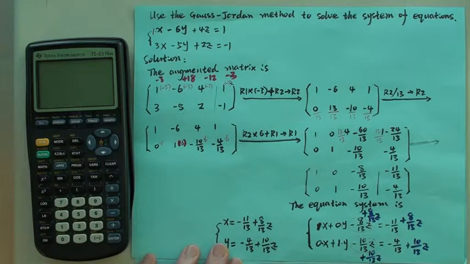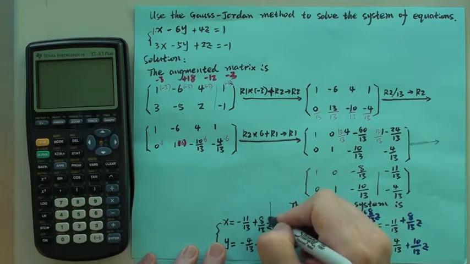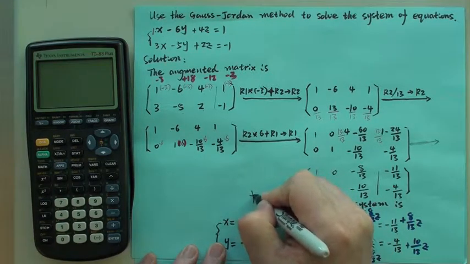And some book say that z is a free variable. Some book didn't mention that.